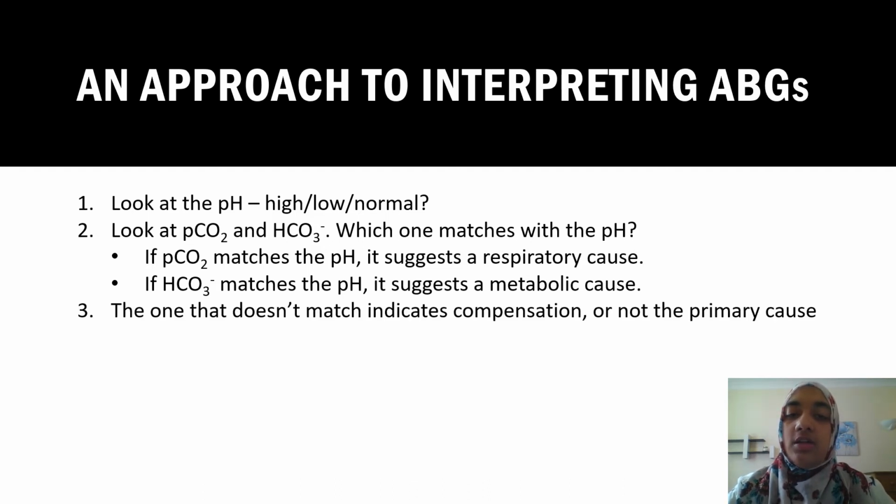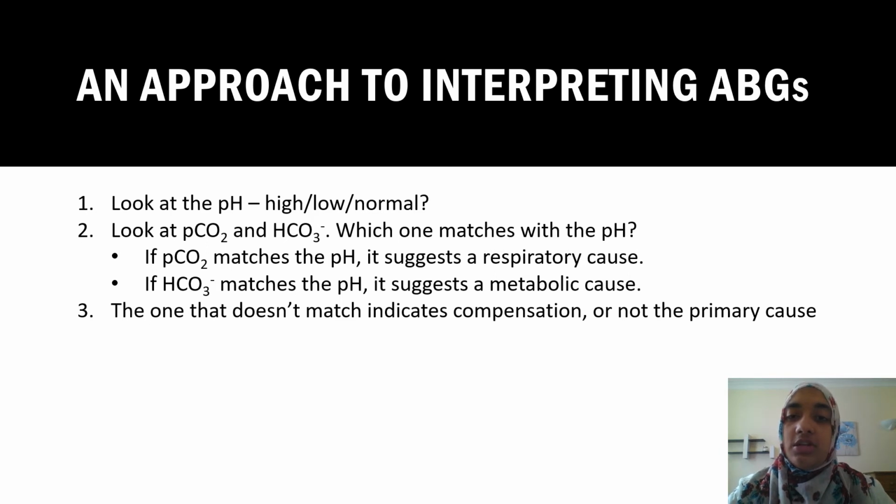The one that doesn't match indicates compensation, or that it's not the primary cause. Again, this will become clearer when I talk through the worked examples. But the reason that the body has compensatory measures is because we said it's important to maintain the pH in a narrow range. So the body has lots of ways to deal with a pH that's too high or too low. So there's respiratory compensation, and that acts quickly within minutes.